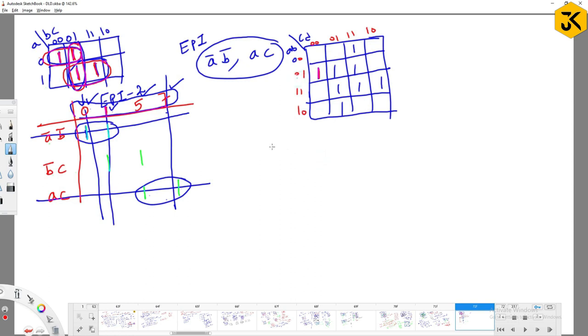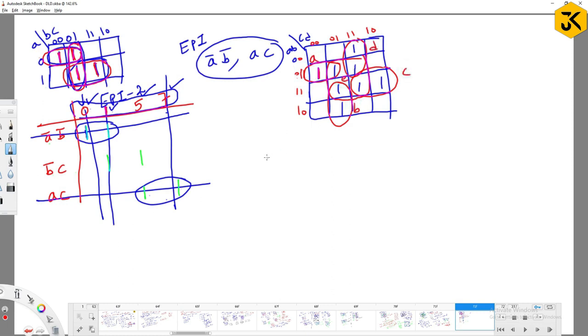0100 means A bar, B, C bar, D bar. That is the way I have to write. You have to combine, right? If you are going to combine, I am going to get with these four, these two, these two, and these two, and these two, right? Now try to write the expression for this one. This A, B, C, D, and E.